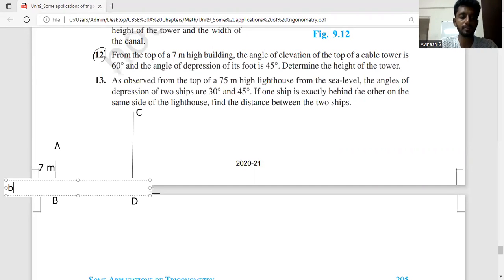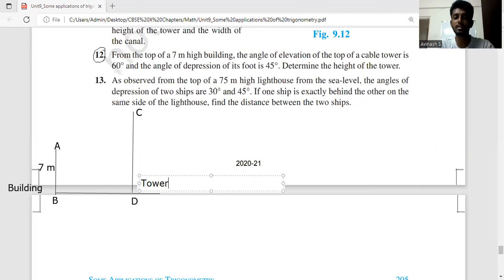So I can even write it over here. So this is the building and this is the tower. This is the cable tower. So we are also drawing the horizontal from A, because the person is standing at A. So we need to know the horizontal from A as well.